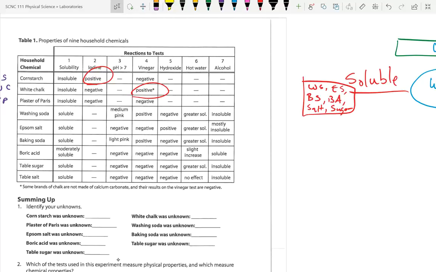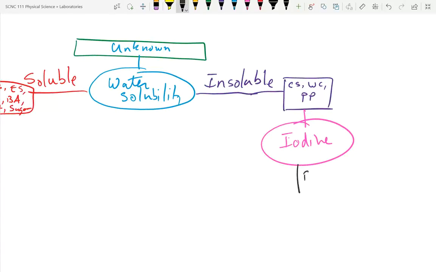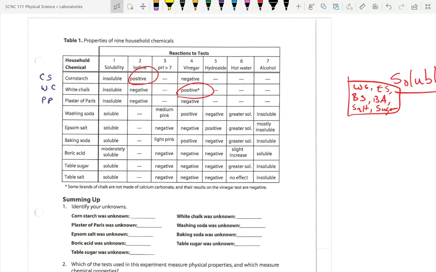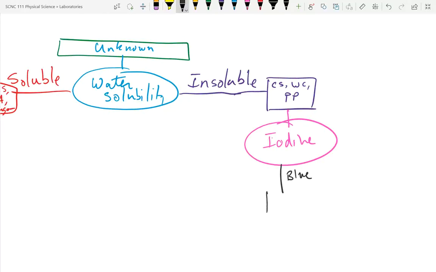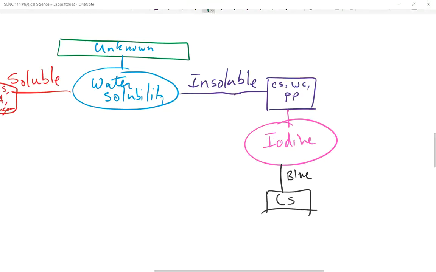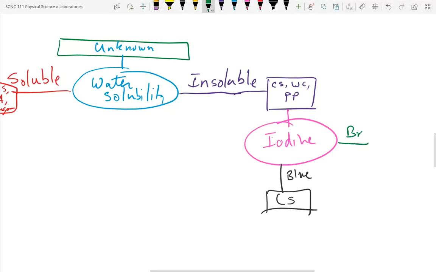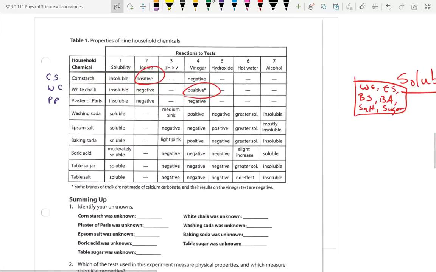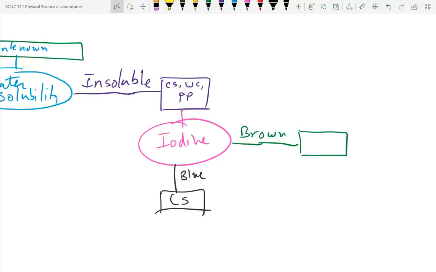Either it's positive, and with the iodine test, positive meant it turned blue. And if it turns blue, if it's positive, then that means that it must be cornstarch. So I'm done with my testing if it was cornstarch and it turned blue in iodine. On the other hand, it could have stayed brown. And if it stays brown, then I have one of the remaining 2. I have either white chalk or plaster of Paris.